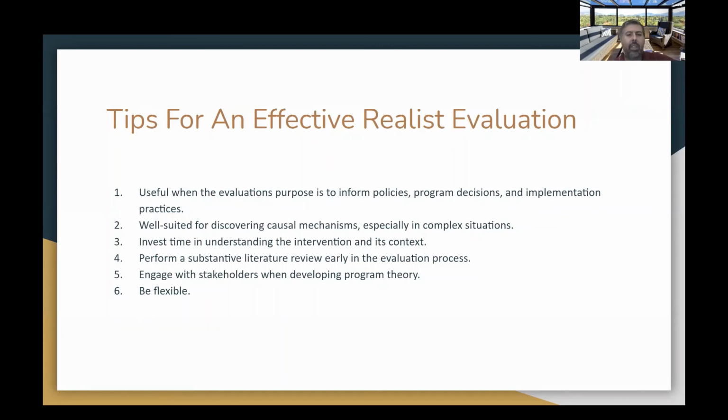Tip number 5 is to engage with stakeholders when developing program theory. Now this helps evaluators focus on issues that are a priority for both policymakers and implementers, and it increases the likelihood that the evaluation's findings will be used. And the last tip is to be flexible. Context matters, but it also continually changes. Therefore, we need to be ready to change plans and have a process in place to deal with change.